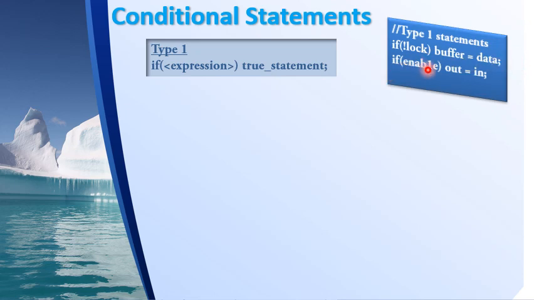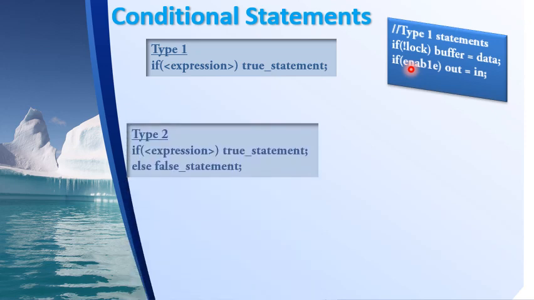Likewise, another example, if enable out equal to in. If enable means it is checking if the value of enable is equal to 1. If it is true, then in is assigned to out. Type 2 statements. Here you have two-way branching, that is, if expression then true statement. That means if the expression is true, the set of true statements will be executed. Else, it will come to the else block only if this expression is false. So in that case, the false statements are to be executed.